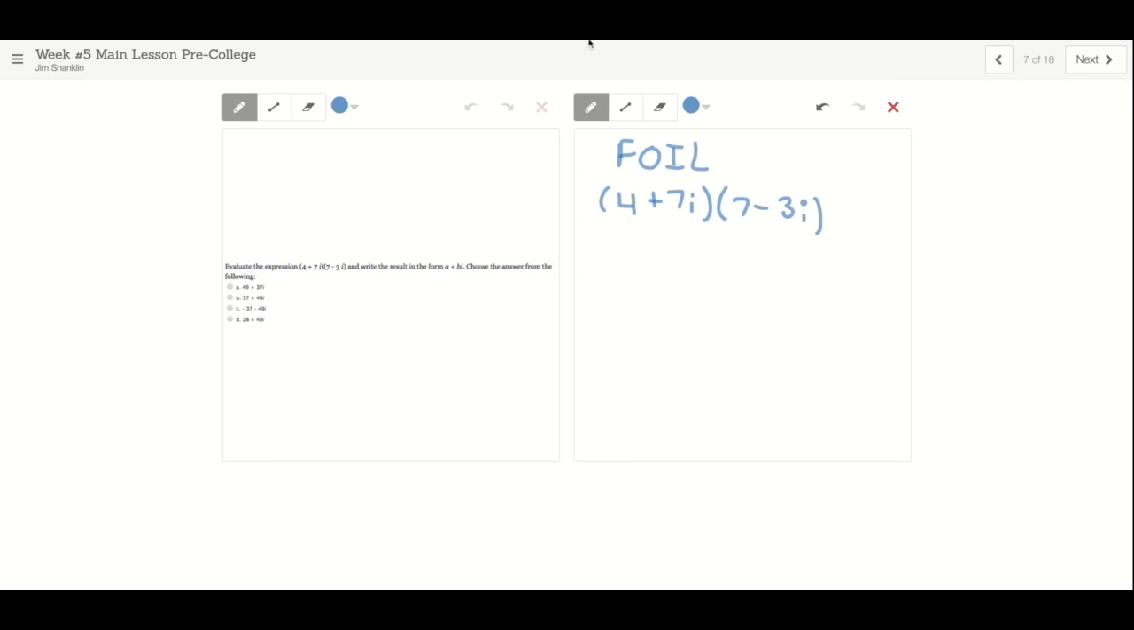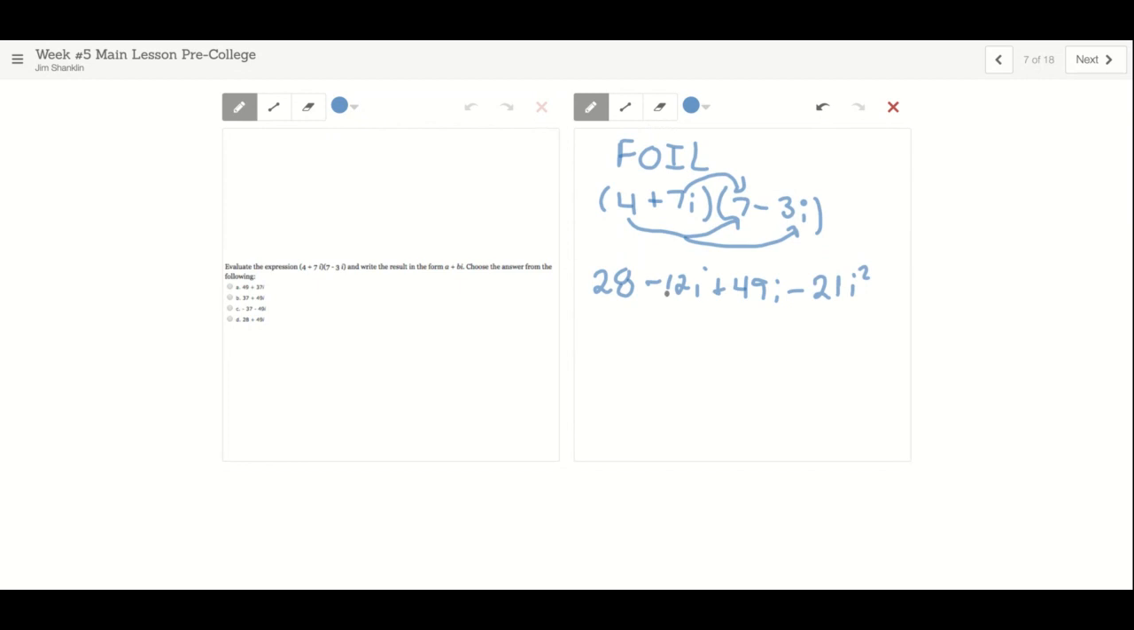All right. I think you guys are getting it. It looks like you got the right idea now. So FOIL, most students know what foiling is. You just multiply. I just do double distributive property. So I've got 4 times 7. Well, that's 28. 4 times negative 3i. Well, that's negative 12i. Then I've got 7i times 7. Well, that's 49i. And then I have 7i times negative 3i, well, that's negative 21i squared, right?